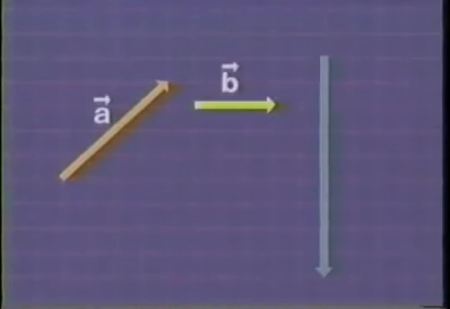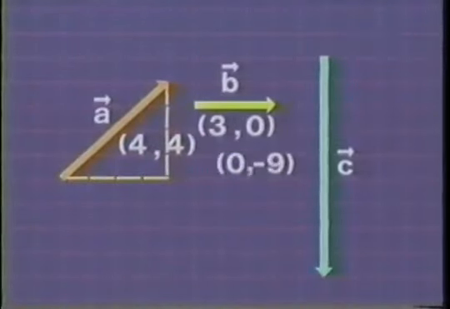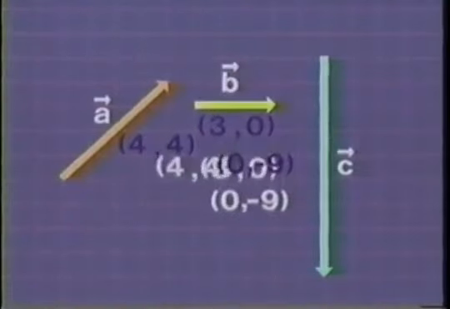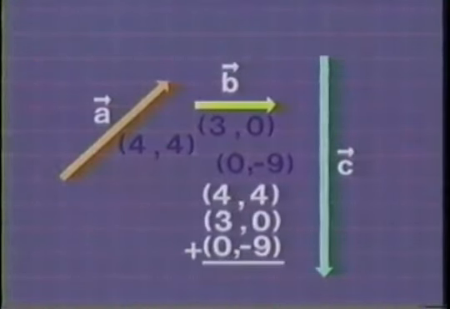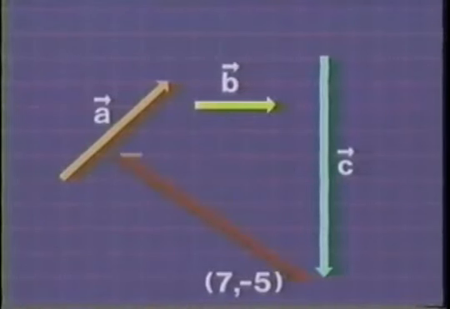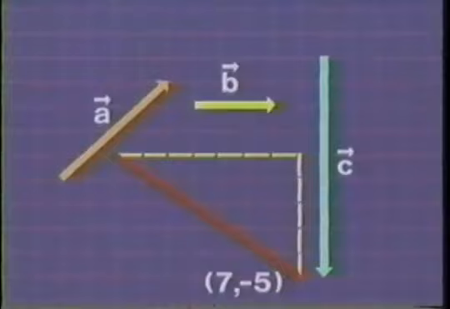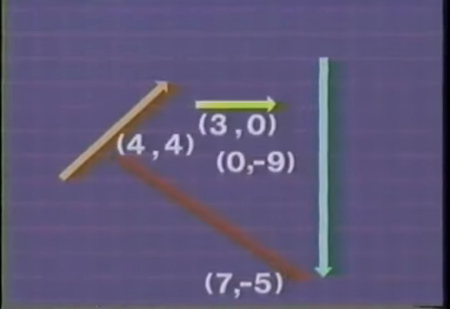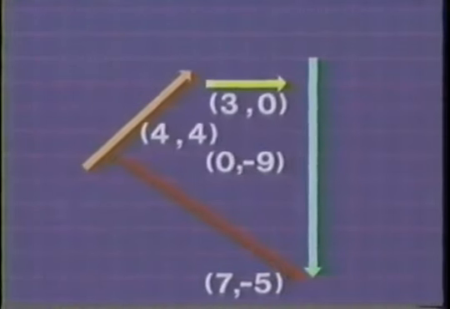Here's where we started, A, B, and C. Let's find their ordered pairs. A is 4 over and 4 up. B is 3, 0, and C, 0, minus 9. Now we just add them to find the resultant. 7, minus 5. And here it is, 7 across and 5 down. But have we done it correctly? Let's check.